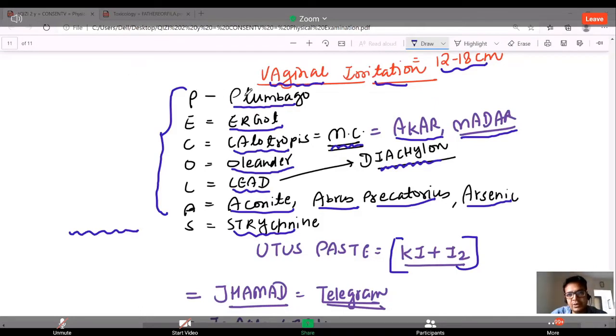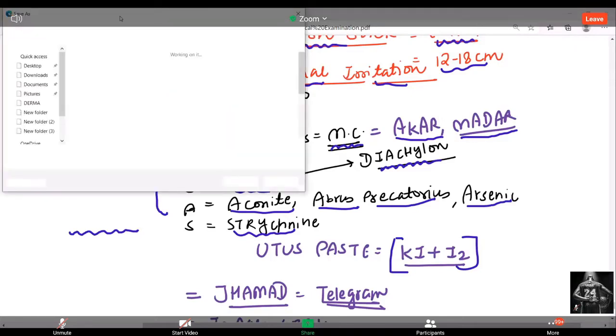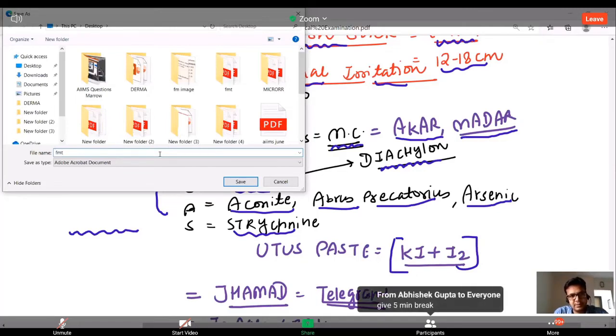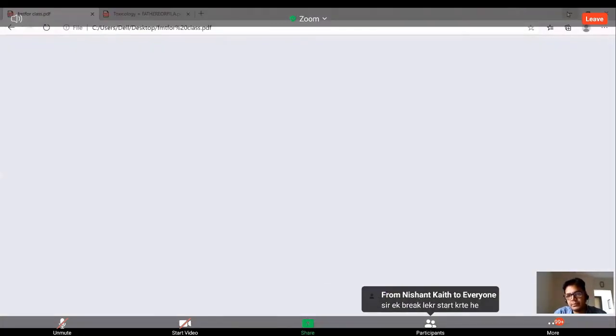Now, how to save this here? I don't know. हर कोई इसको सेव कैसे करते हैं ये मालूम है क्या? Save as. Okay. Now I am able to save this. FMT. For class. Okay, done. Okay, sir.